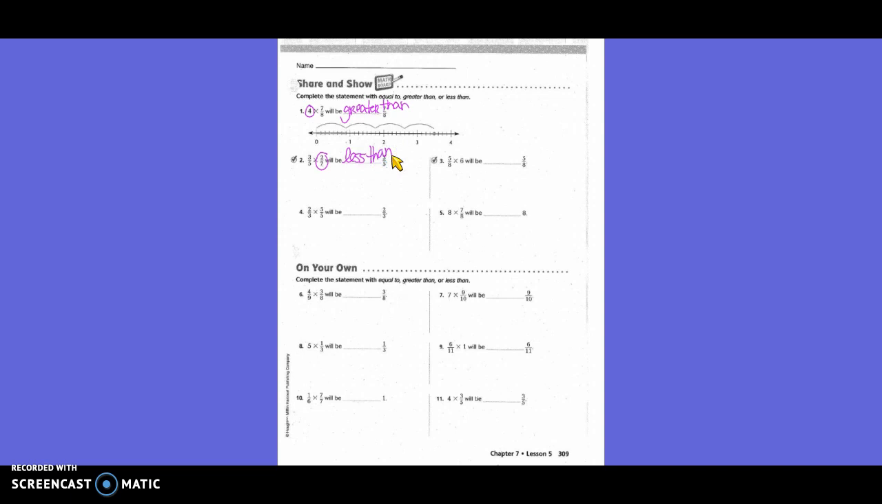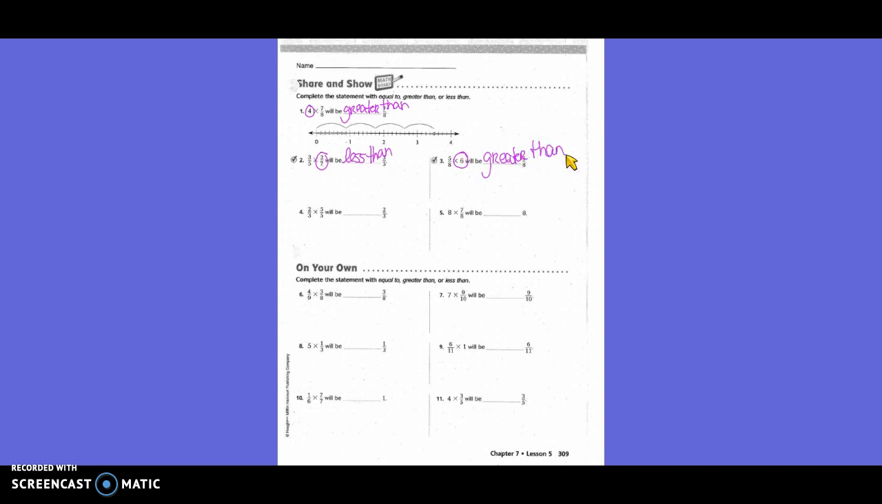5/8 times 6 will be something of 5/8. So what kind of cancels each other out in this case? The 5/8. So we're looking at the 6. So is 6 higher or lower than 1? Higher. So then that means it's going to be greater than.